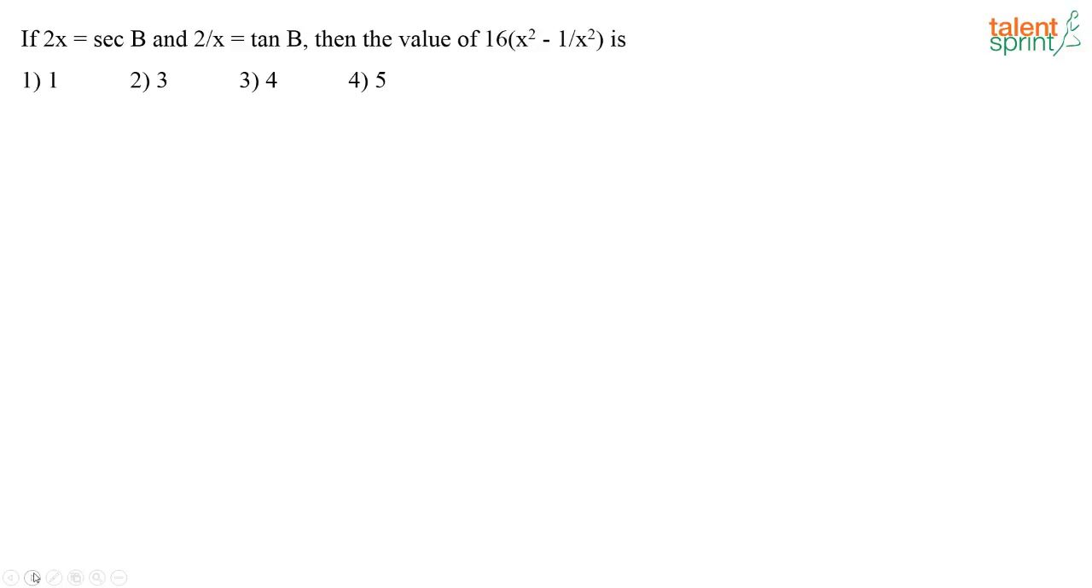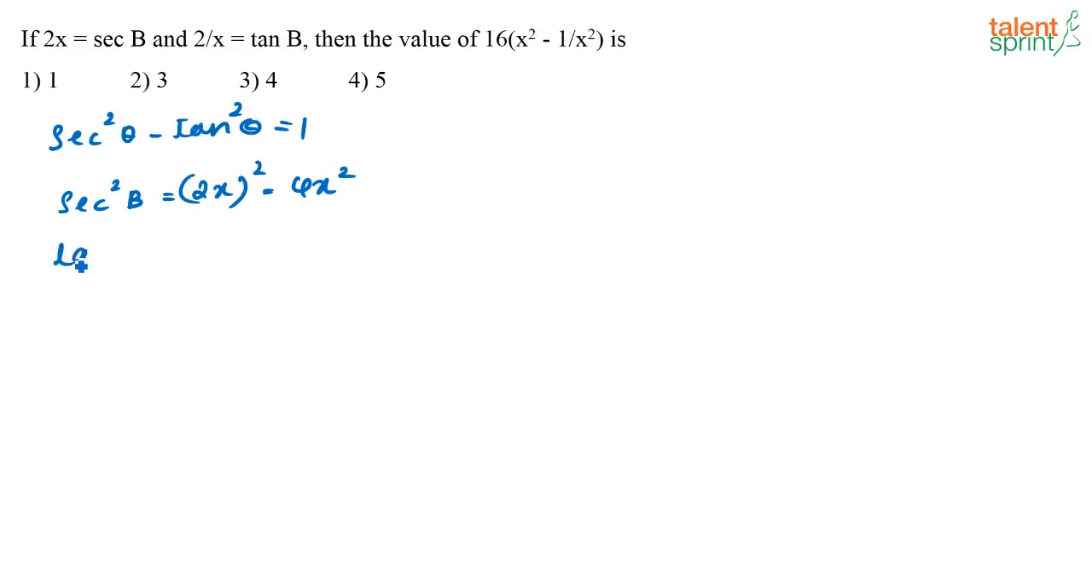Let us try it out. See what is given here. 2x is sec b. Here I have sec b and tan b. See, we know sec square theta minus tan square theta is equal to 1. So let us try to bring the given information into this form so that we are able to solve it faster. How can I bring it to that form? I know 2x is equal to sec b. So what is sec square b? Sec square b is nothing but 2x the whole squared, that is equal to 4x squared.